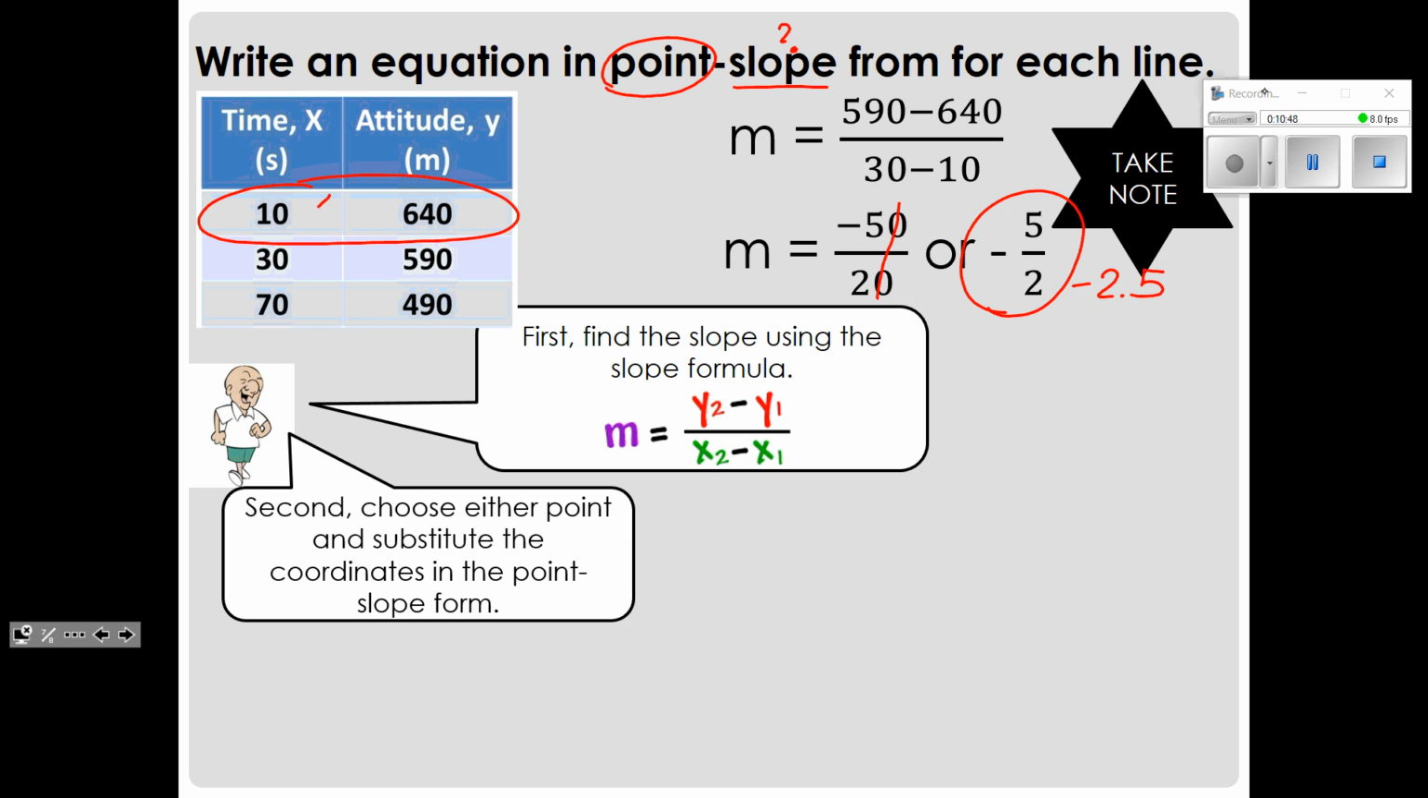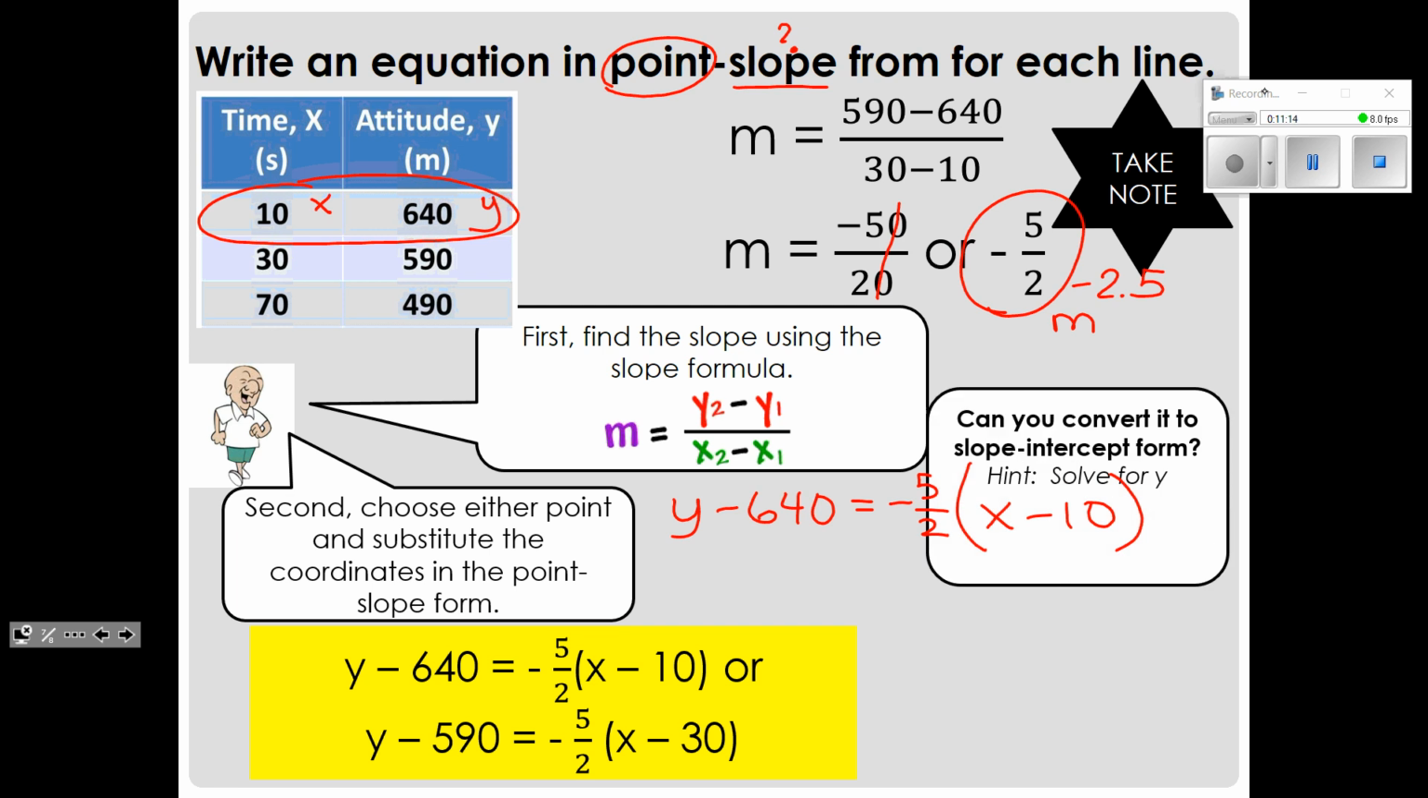So here is our x, here is our y, here is our slope. So when we plug it into the equation, we have y minus 640 equals, we plug in the slope, we can either use the fraction or the decimal, and then x minus 10. Okay?